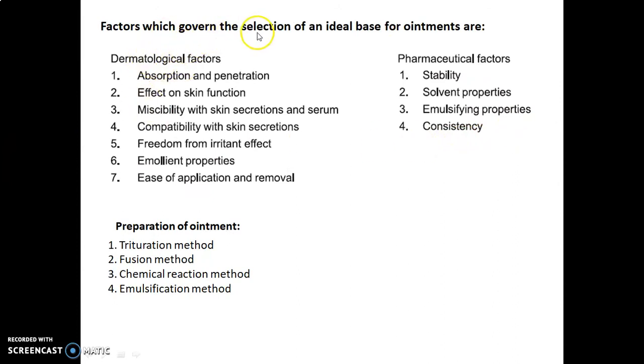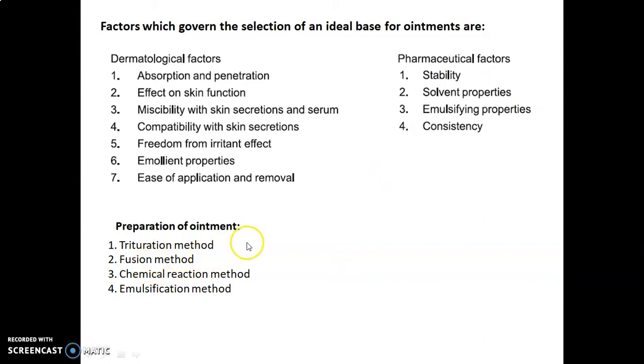The factors which govern the selection of an ideal base for ointments are two: dermatological factors and pharmaceutical factors. Dermatological factors are of seven types: absorption and penetration, effect on skin function, miscibility with skin secretions and serum, compatibility with the skin secretions, freedom from irritant effect, emollient properties, and ease of application and removal. The pharmaceutical factors have four points: stability, solvent properties, emulsifying properties and consistency.